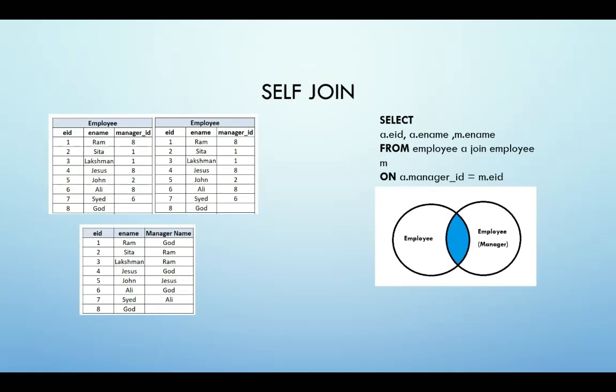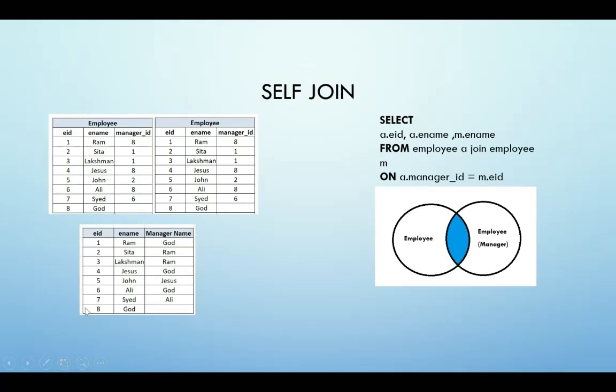Even though the tables are the same, I want only the employees who have a manager. If there is no matching record, you will not get the manager. So for God, there is no matching information here. That's why it was blank. Normally this record should not be retrieved because God does not have any manager information in the table, so this record will not be shown.